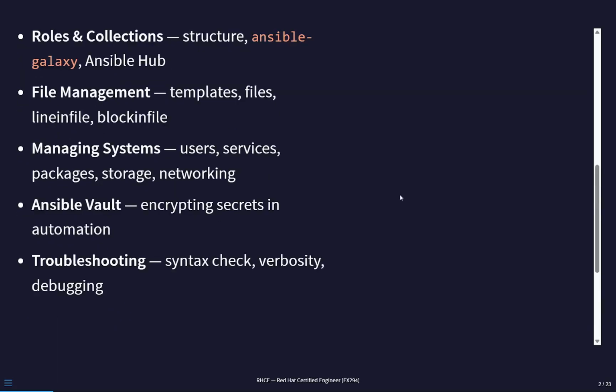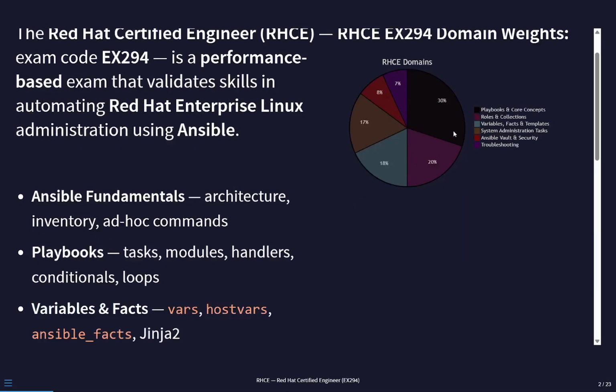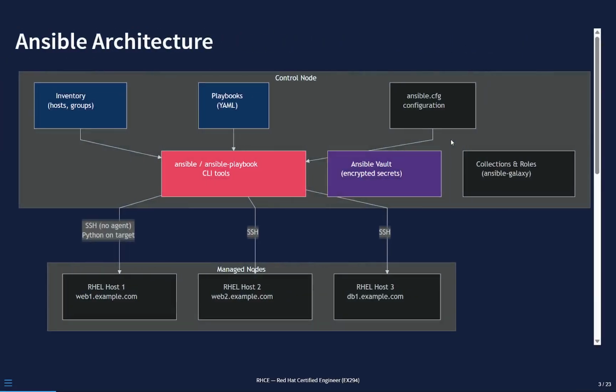The pie chart makes the priority clear. Playbooks, plus roles, plus variables. Those top 3 domains together account for nearly 70% of the exam. Know them deeply. Before writing a single line of YAML, you need to understand how Ansible actually works.